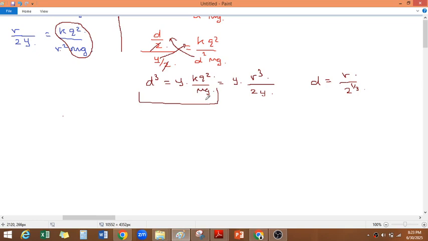No, sir. I want to replace k. If you look at this answer, it has only r, it doesn't have any other terms. So kq squared by mg is nothing but r; bring it on this side, so it will become r cubed by 2y. Any doubt here?